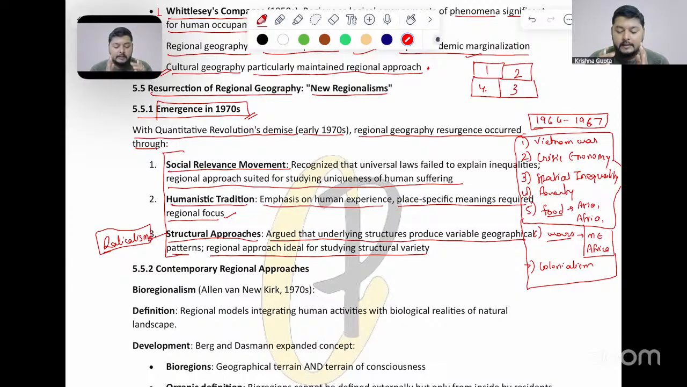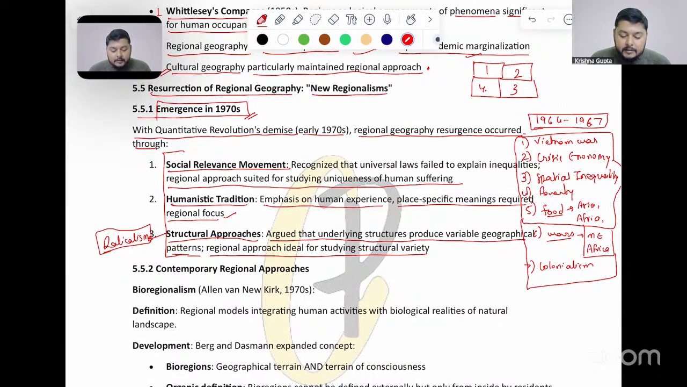These structures are looking after the various perceptions by which the world is looking at the various phenomena in the contemporary time. So this is something which is important, and I'm reading it again. It argued, that is, Pure argued, that underlying structures produce variable geographical patterns, and the regional approach is ideal for studying structural variety. Now, how is this thing saying that?